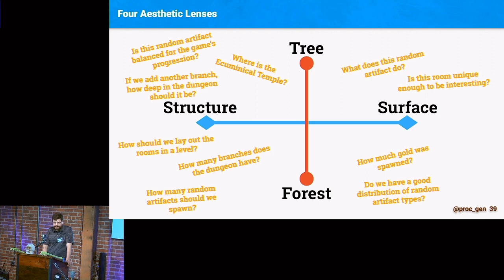Because if we combine them, there's a whole bunch of new questions we can ask. Are we asking, is this random artifact balanced for the way we've got the game set up now? Or are we looking more at the Gestalt experience of the whole thing, and not the surface experience of the player, and talking about how much gold is actually going to be spawned over this run of the game?